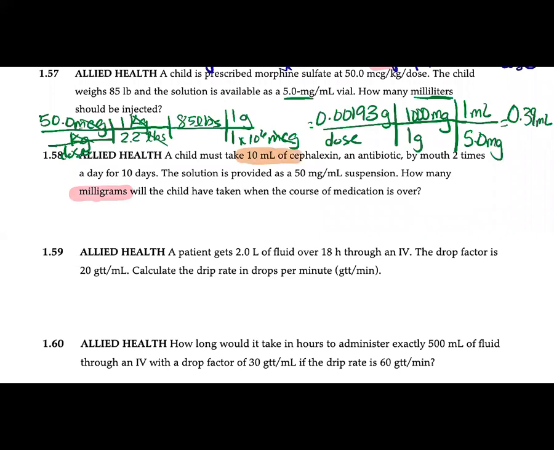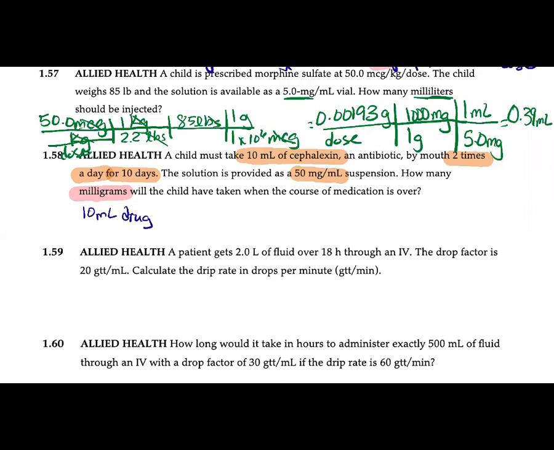We know we have 10 milliliters of our antibiotic. We know we're taking it by mouth 2 times a day for 10 days. And we have a 50 mg per mL suspension. So let's start with something that only has 1 value to it, instead of the 50 milligrams per milliliter. So we know we need 10 milliliters of the drug. We'll just say drug.